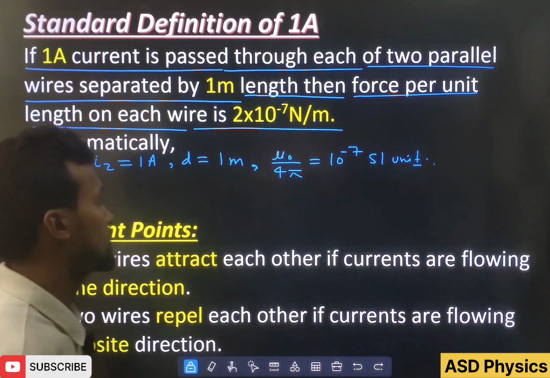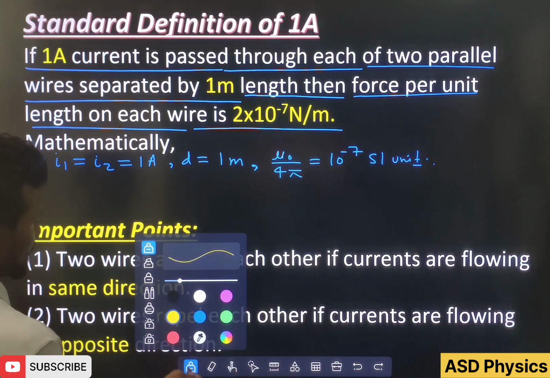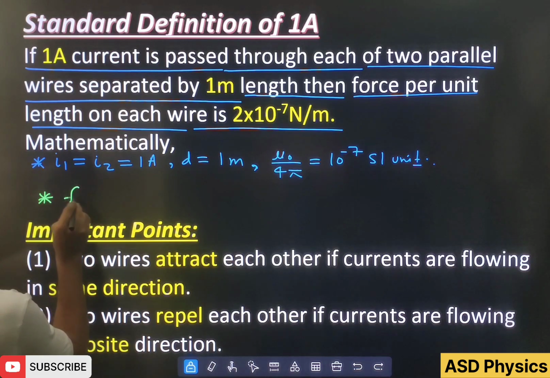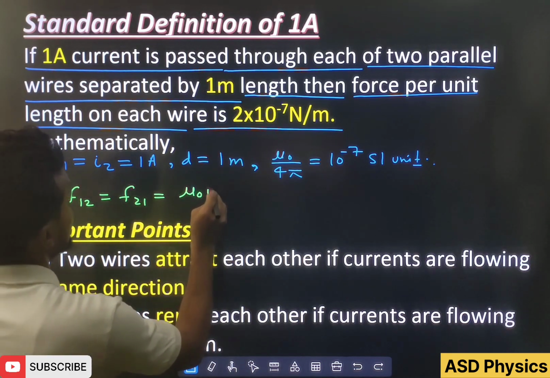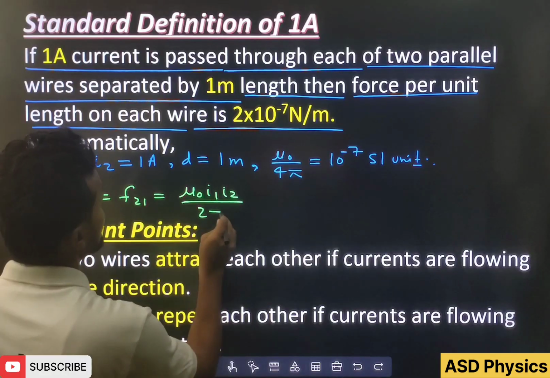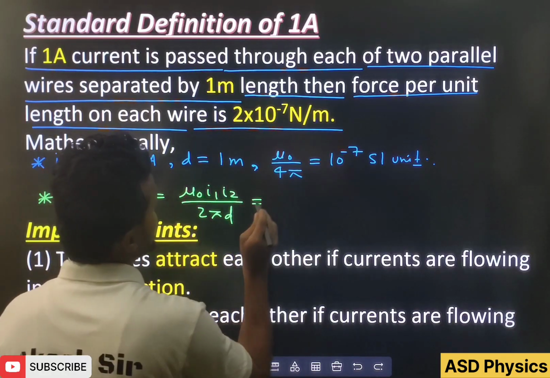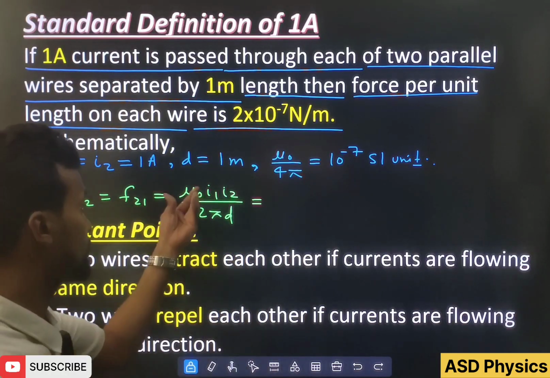So in this situation, if I calculate the force, what will be the force? Magnitude wise both are same, so F12 is F21. What is the formula? Mu naught I1 I2 by 2 pi d. So what is the value of mu naught by 2 pi?